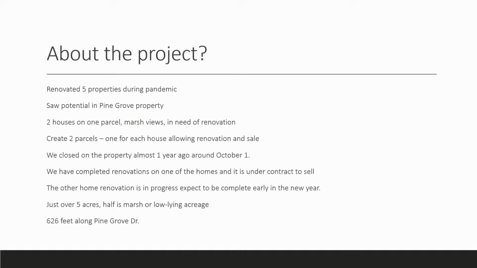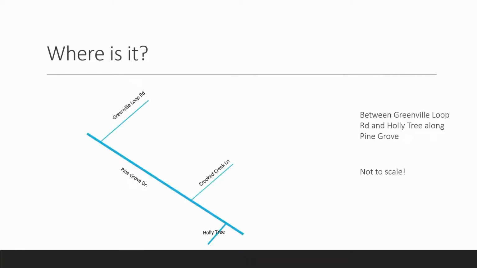Oops, I'm going backwards here. So just to bring attention to exactly where we're talking about, the stripe of Pine Grove between the major intersections of Greenville Loop and Holly Tree, and the more proximate Crooked Creek Lane, which is a private road that goes into a small subdivision development there.